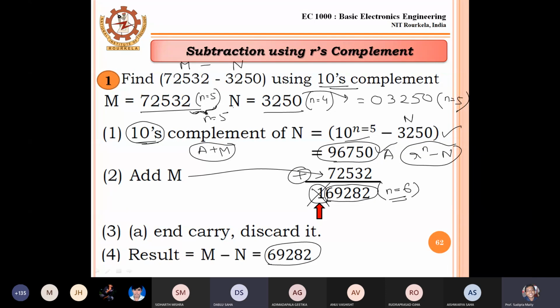Is there any doubt? So end carry is the extra first digit. Yes, whatever first extra digit. You will always get 1 because in decimal, digits are 0 to 9, so 9 plus 9 is 18. You have to write 8 and carry 1. So always it will be 1. You will never get 2 or 3. Is it clear?